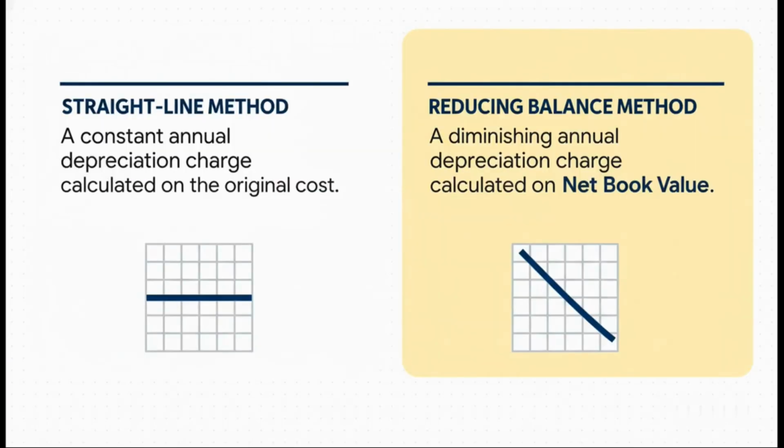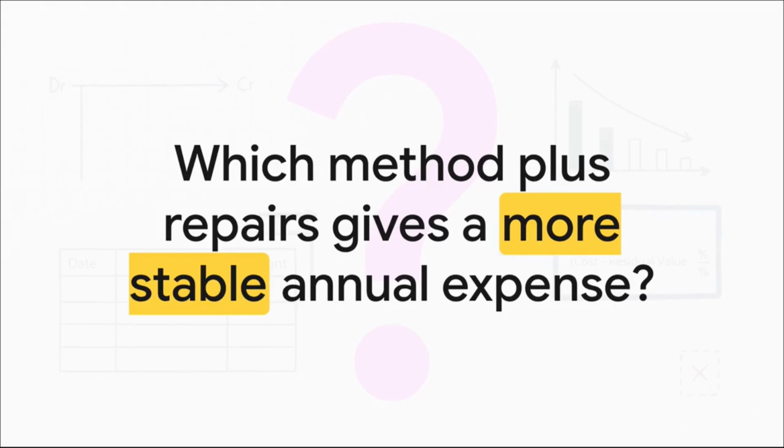So let's put them head to head. Straight line gives you a constant, predictable charge based on the original cost. It's great for assets that you think provide an even benefit over their life, like, say, office desks. The reducing balance method, on the other hand, gives you that diminishing charge based on net book value. And it's often a better fit for assets that lose their value faster at the beginning, like vehicles or computer equipment.